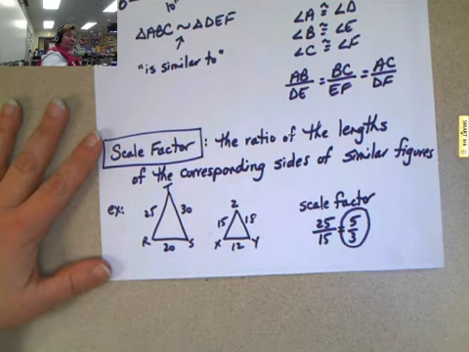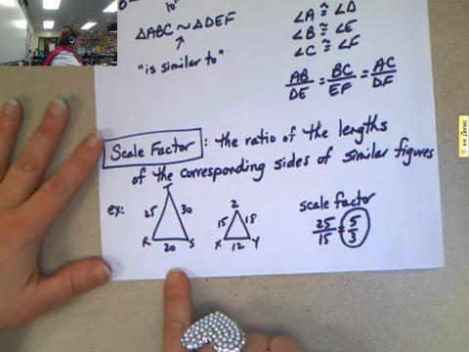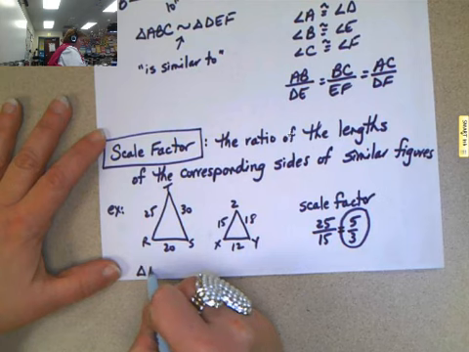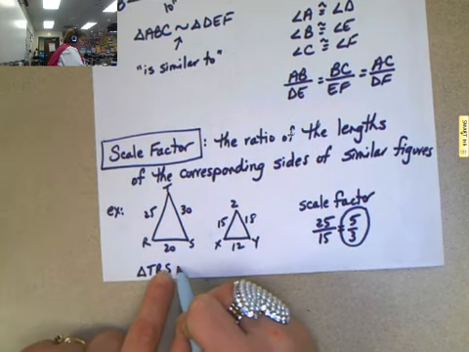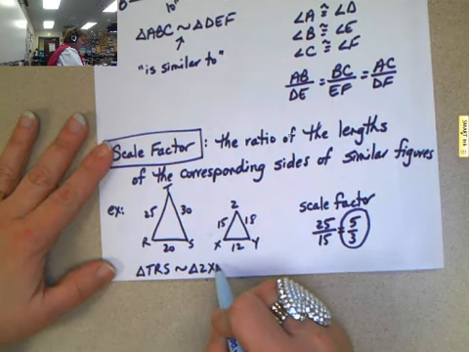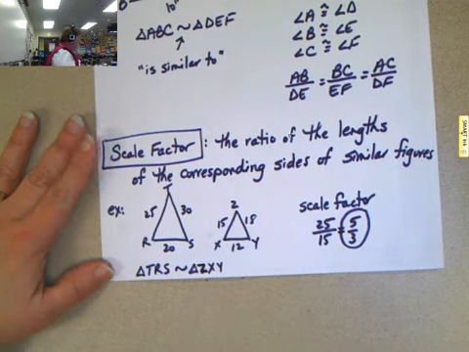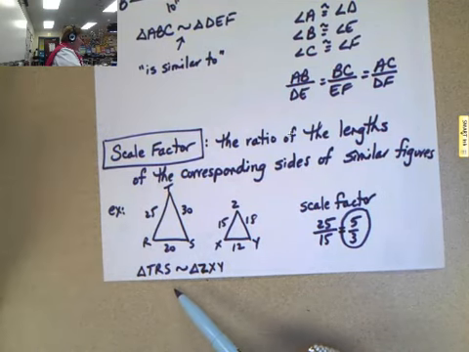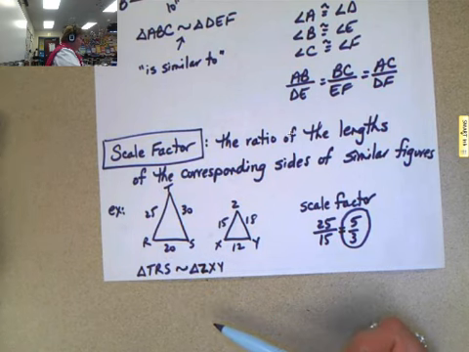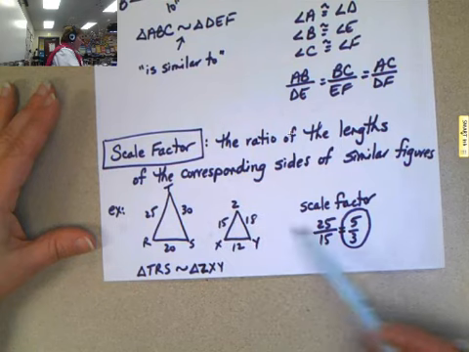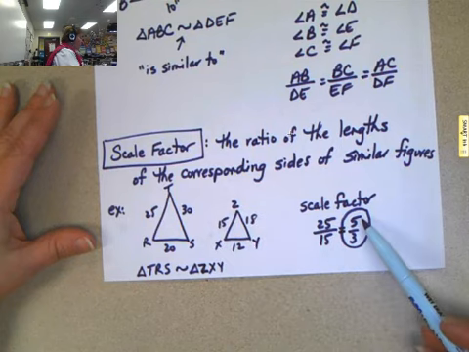And I have an example here. In this case, they give you all numbers. So all the numbers are here for triangle TRS and triangle ZXY. We probably should go ahead and say triangle TRS is similar to triangle ZXY. That's a Z. There we go. And so then you know that you can take any corresponding sides to get the scale factor or the ratio. So I've chosen to do TR to ZX, which is 25 to 15, so the scale factor is 5 to 3.